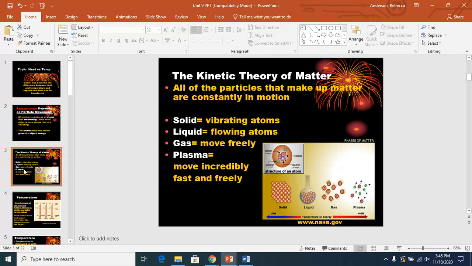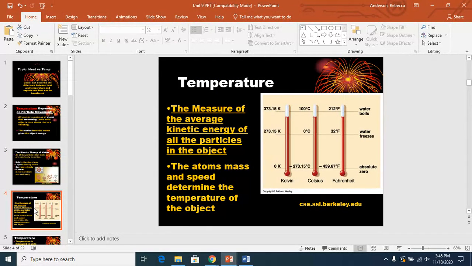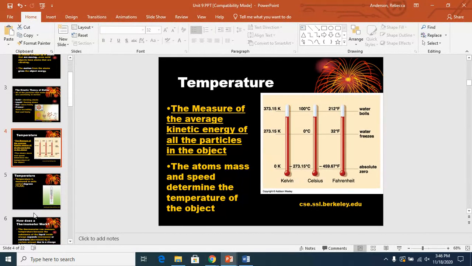Which brings us to the kinetic theory, which we talked about, the kinetic molecular theory, in the last unit. And this is the same thing. We know solids are vibrating atoms, liquids are flowing atoms, and gases move freely. And then plasma moves incredibly fast and freely. So to add the temperature, you need to know that it's the measure of the average kinetic energy of all the particles in the object. So the faster they move or the more they move, the hotter it will get. So that temperature is directly related to the movement, not how hot or cold it is.